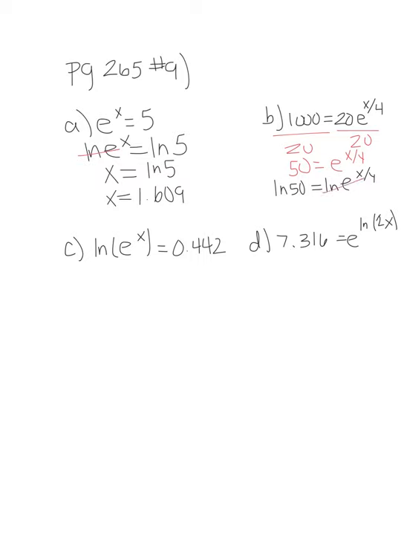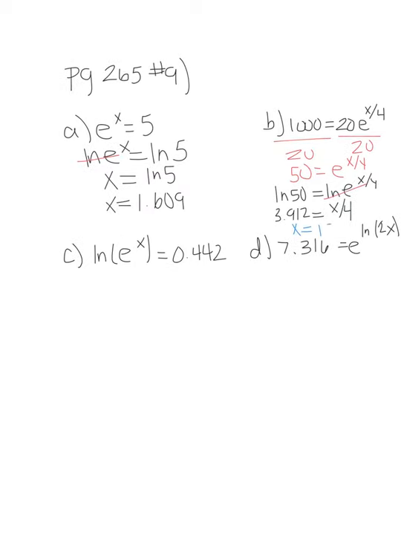These are canceling out, and what I'm left with is ln of 50, which is 3.912, is equal to, that exponent is going to come down, and it's just going to become a full number of x over 4. I don't have very much room here, and I'm really sorry. I'm going to multiply by 4 on the other side. So I'm going to get 3.912 times 4, which is going to give me 15.65.